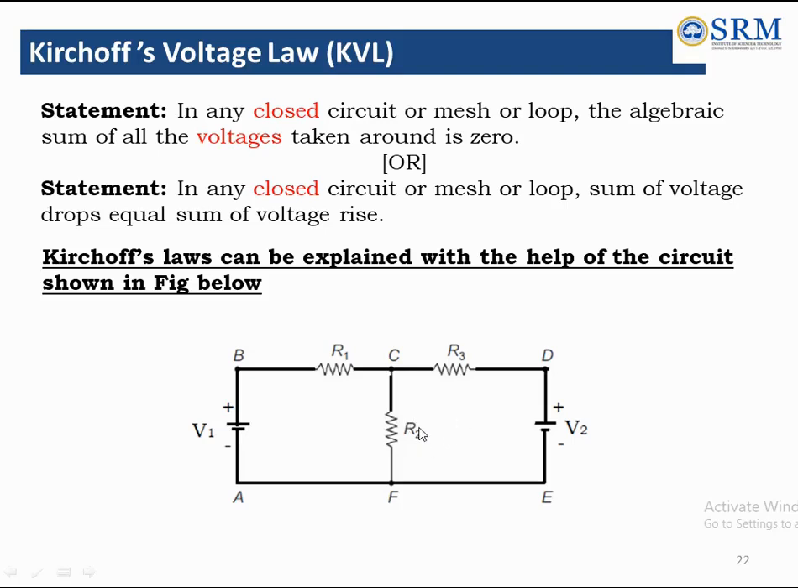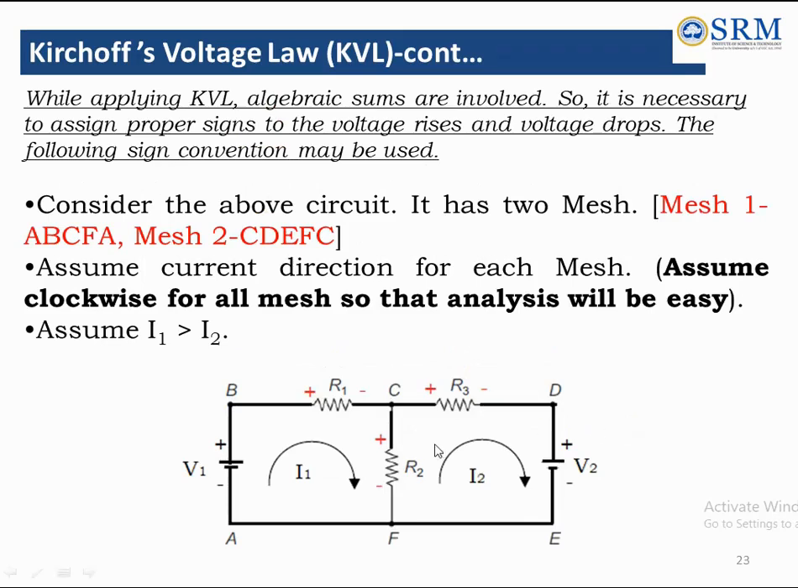First let us see how this KVL law is applied in this circuit. In this circuit there are two meshes, and we have to mark the current flow across each of the meshes. We name the meshes: A, B, C, F, A is one mesh, and another mesh is C, D, E, F, C. The current in each mesh we assume to be clockwise, so that the analysis will be easy, and I1 is always chosen greater than I2.